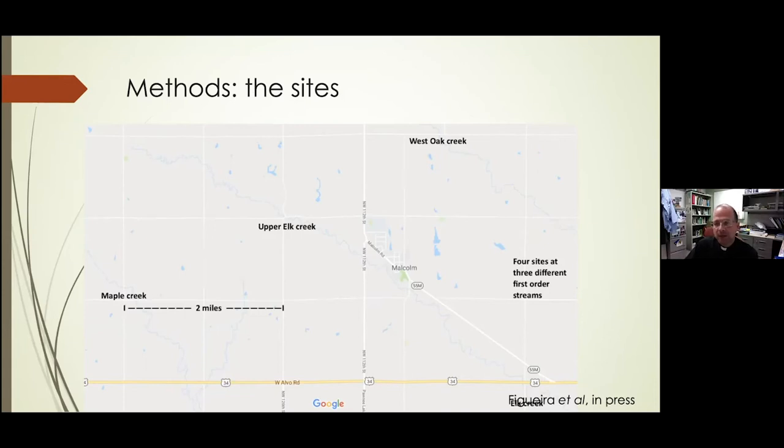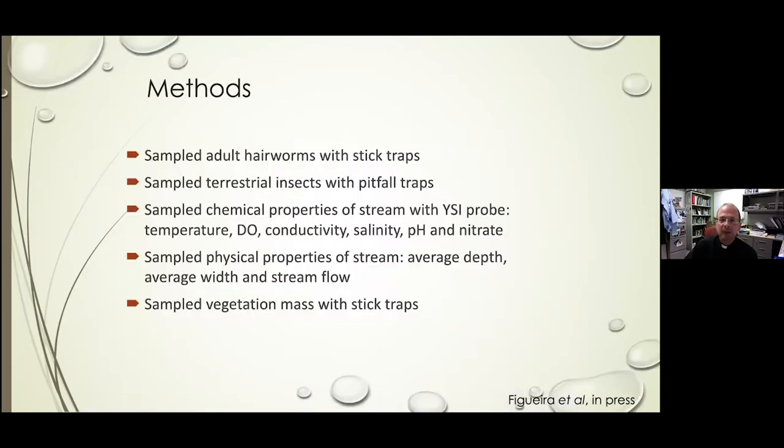So we were able to sample these 4 sites at 3 different first order streams, and we strung together chopsticks and put them in the creek, hoping that the worms would wrap around the chopsticks. So we had these little stick traps. We had pitfall traps to collect the terrestrial insects. I have this YSI probe that looked at temperature, dissolved oxygen, conductivity, salinity, pH, and nitrate. We also physically measured the depth of the stream, the width, and stream flow.